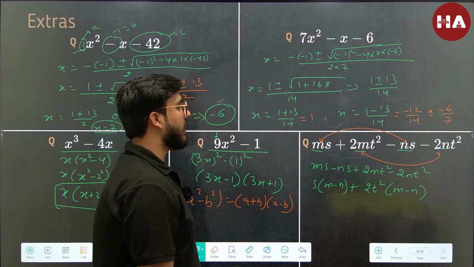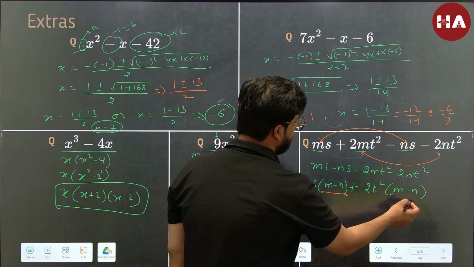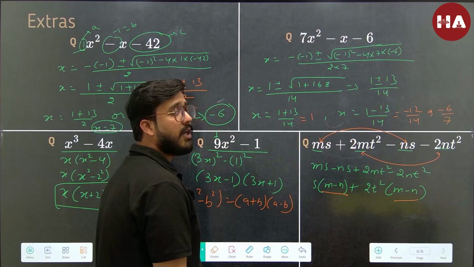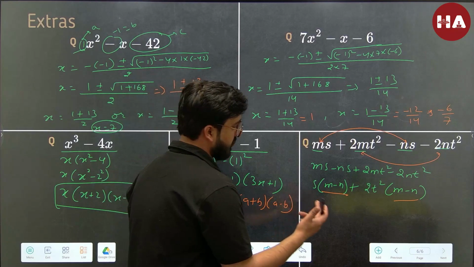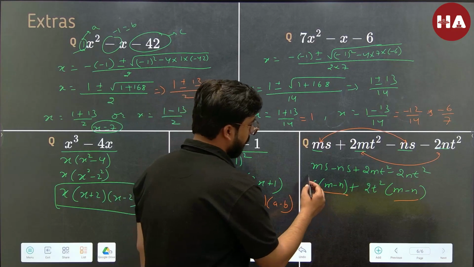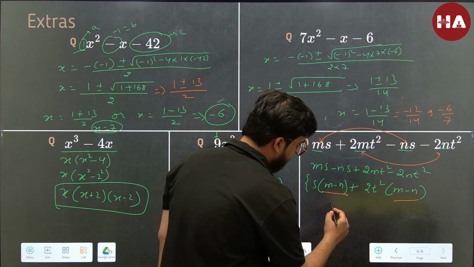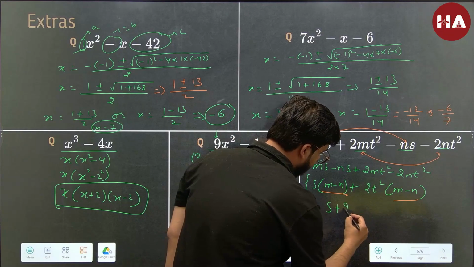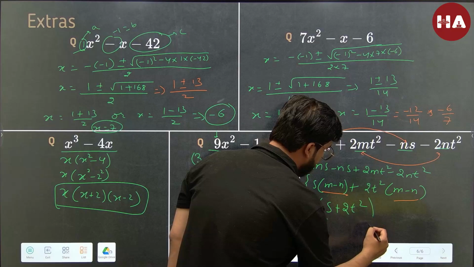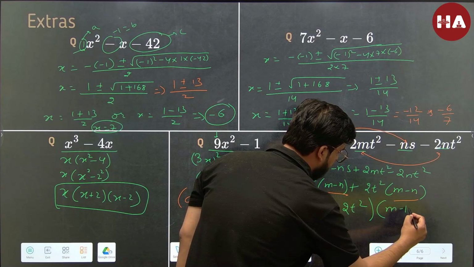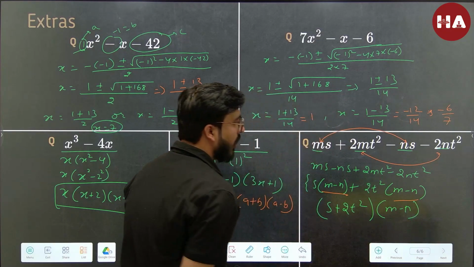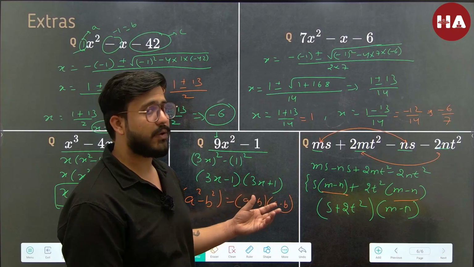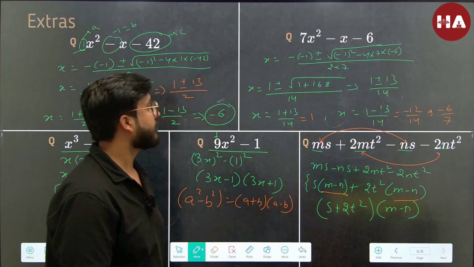As we have already studied, the value in the bracket is coming to be the same. So we are on the right path. So we have to solve this by rearranging it. So this will be s plus 2t square times m minus n. Okay, that was pretty simple. You can note this down, students.